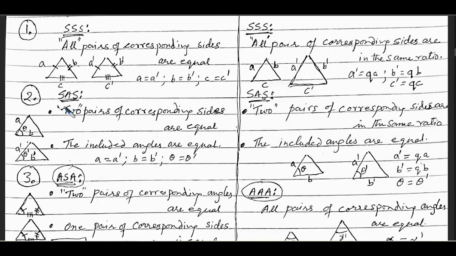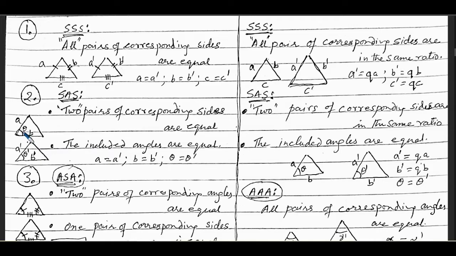Then you have side angle side. You can have side angle side for congruency as well as for similarity. So what is the difference? In congruency, two pairs of corresponding sides are equal and the included angles are equal. So for two corresponding sides, A equal to A' and B equal to B', they have to be the same, and theta equal to theta'. If they are the same, this is side, angle, side.